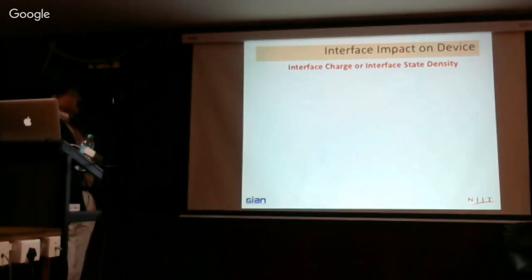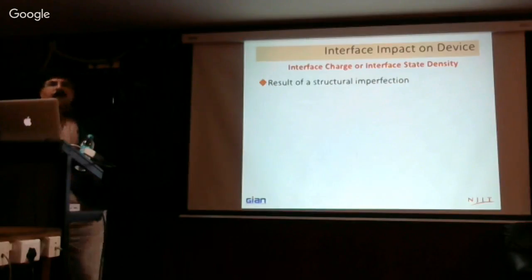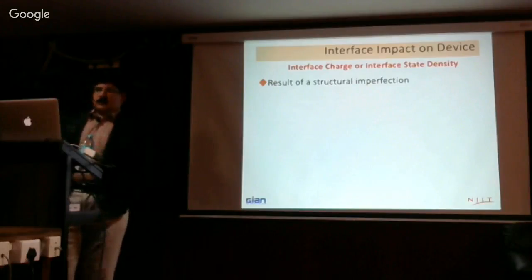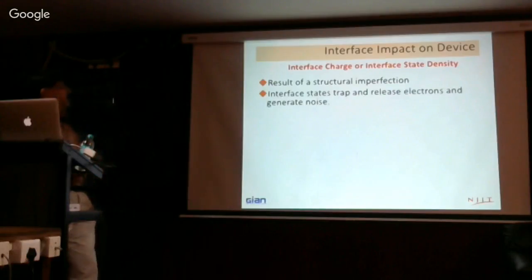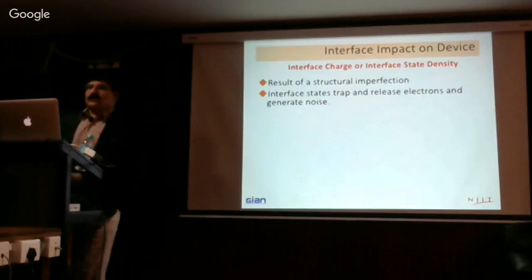Now, interface charge and interface state density. What actually are these? The results of a structural imperfection that exists at the interface no matter what you do. So that creates some of the interface state density or interface charge. The interface states, or you can say interface traps, also release electrons and generate noise. These are actually very crucial. So the interface state density has been studied for a long time.